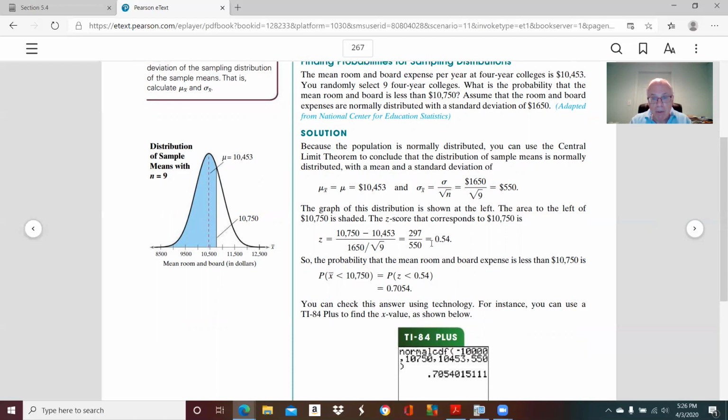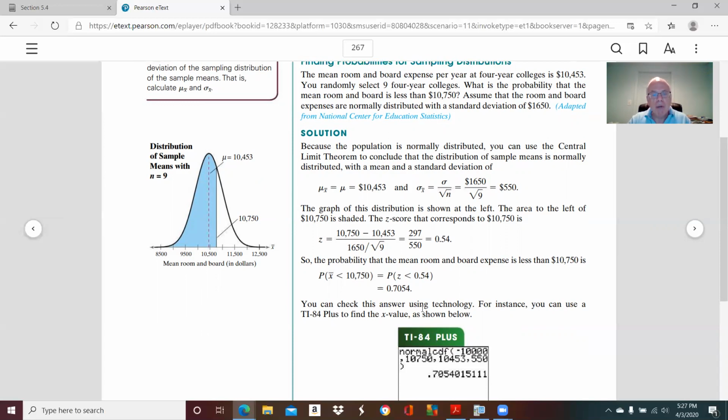Okay. Now, do you have to convert 550 into a z? Or excuse me, what is the question? Oh, yes. What is the probability that the mean room and board is less than 10,750? Do you have to convert the 10,750 into a z? No, because our calculator will do it for us. We're going to do this problem using our calculator. So the mean is 10,453, and the standard error is going to be 550. We don't use 1650, we're going to use 550. We want to know what's the probability that X bar is less than 10,750.